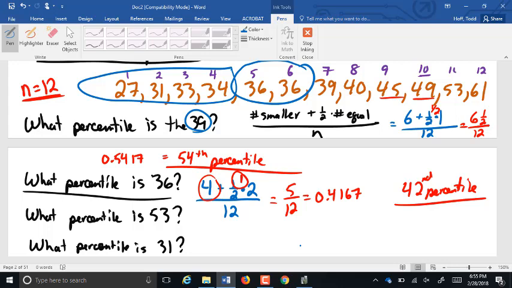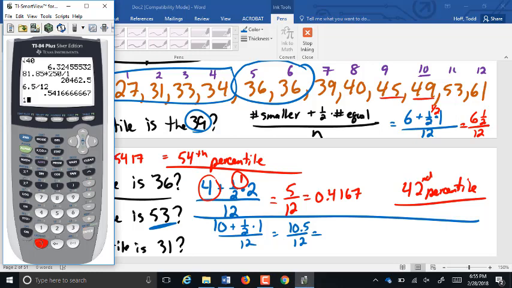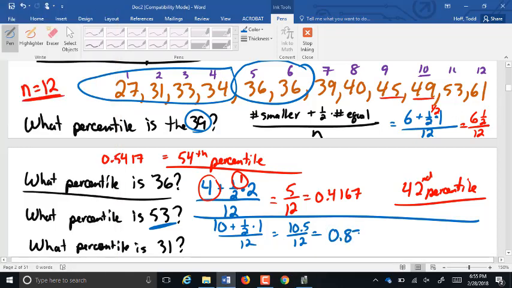Okay, so for the first one, how many are smaller than 53? 10. How many are equal to 53? Only one. So that comes out to 10.5 over 12, right? What's that? 0.875. So that's the 87th, 88th percentile, or 87.5th percentile is fine.